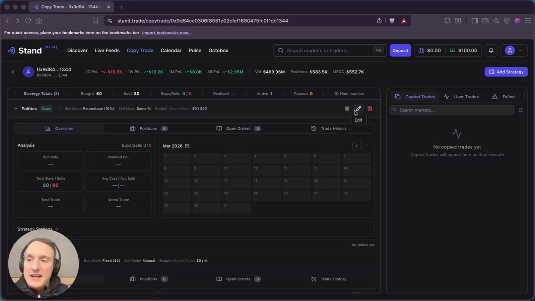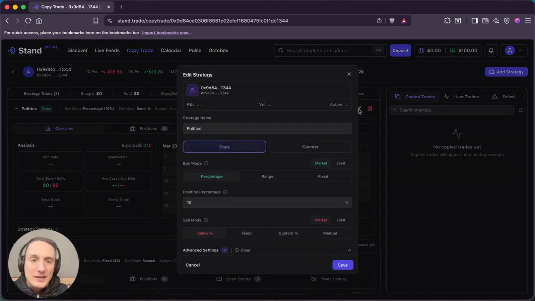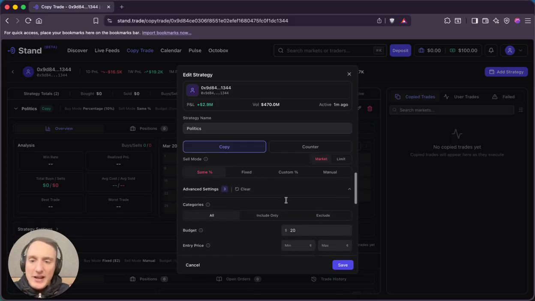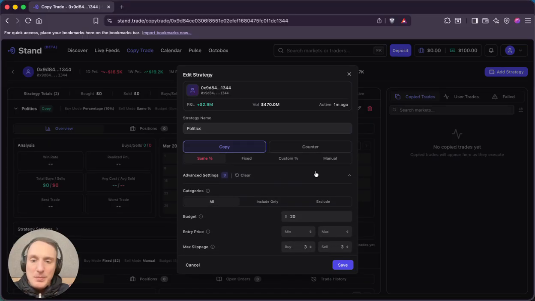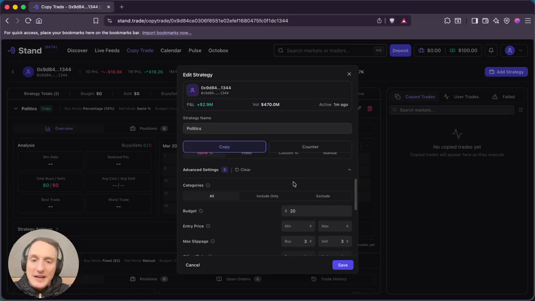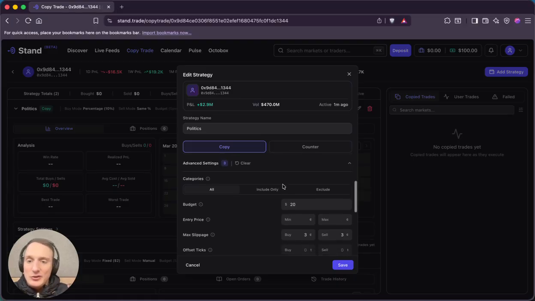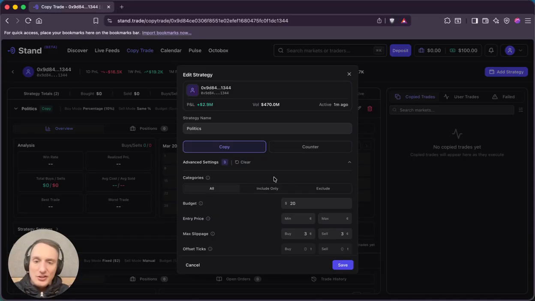So what we're looking at here is the copy trade dashboard. It gives you a nice suite of analytics to help you decide how your performance is doing. It also gives you the ability to change a particular strategy. So I'm going to go ahead and click that here. And you can see if I scroll down, there's a section that's expandable called Advanced Settings. And what's nice about this is you can really set real limitations around how you want your strategy to execute.